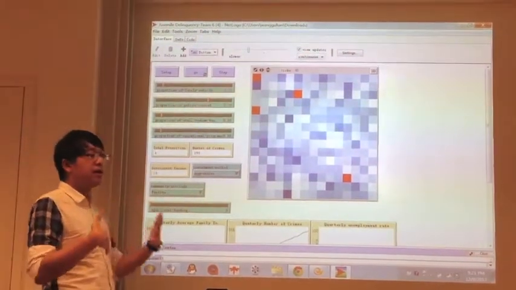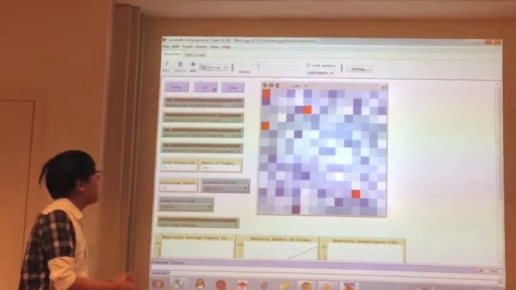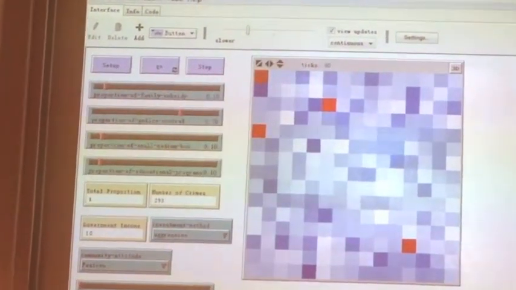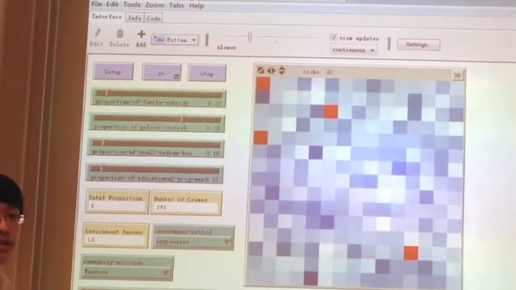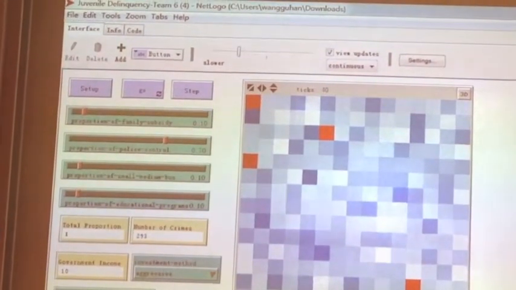We generally break the fundings into 4 different channels. The first area that we think would be a great place for those fundings to go is family subsidy, which includes food stamp, for example. The second area that we decide is important is direct police control.